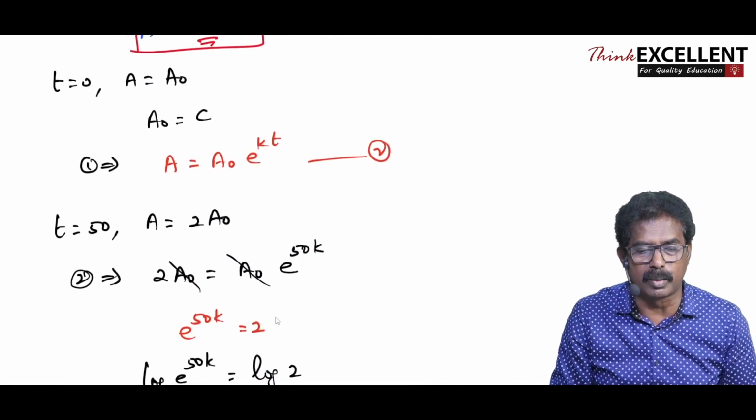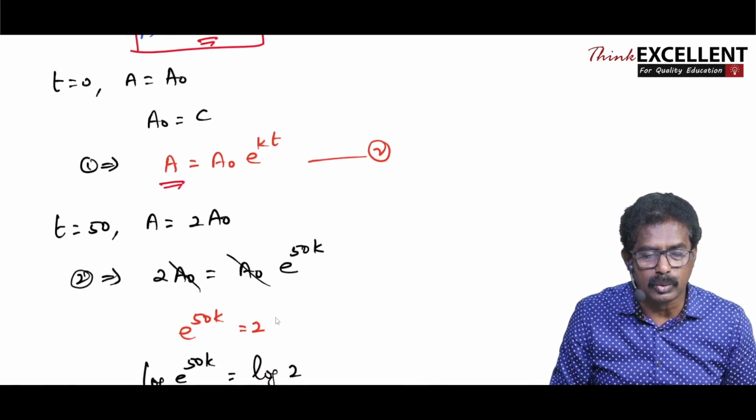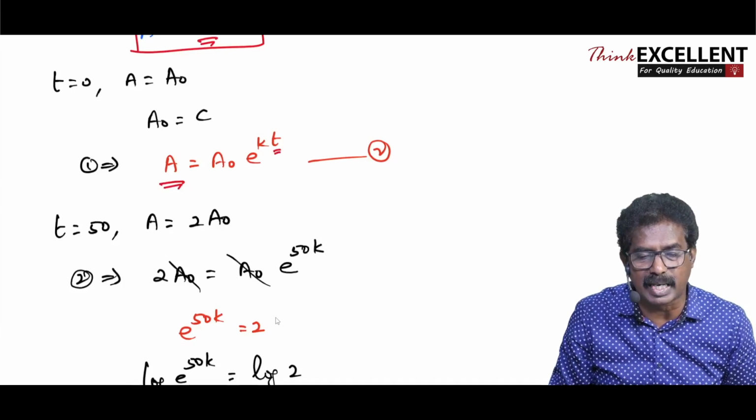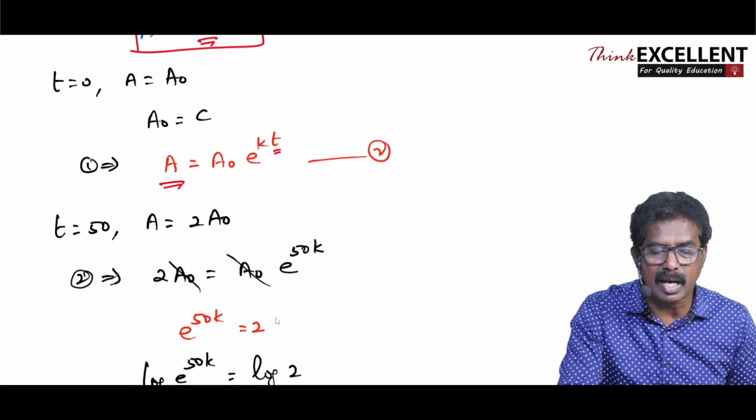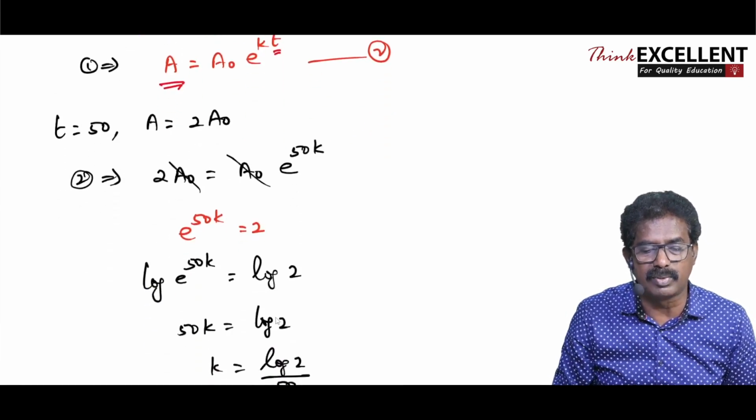Equation 2ல சப்ஸ்டிட்யூட் பண்ண போறீங்க. a க்கு இடத்துல 2a naught, ரைஸ்ல t க்கு இடத்துல மட்டும் 50. அப்போ e raised to 50k. a naught cancel ஆயிரும். e raised to 50k is 2. Taking log on both sides, log e raised to 50k is log 2.